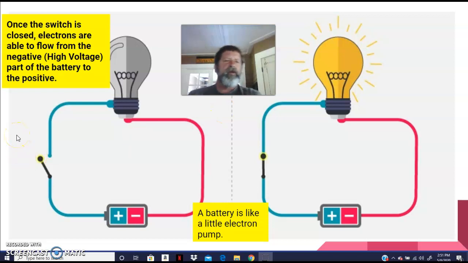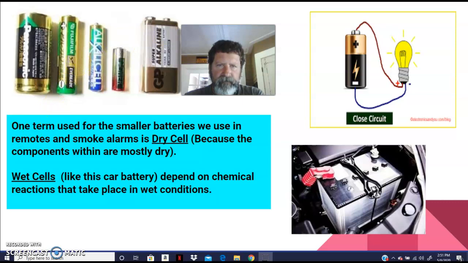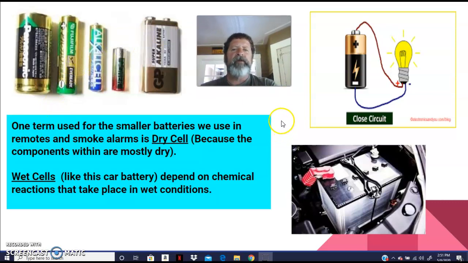Once a switch is closed and electrons are able to flow from a negative or high voltage part of the battery to the positive, the battery functions like an electron pump. So a battery will just pump electrons in a single direction, from negative to positive. We refer to batteries as dry cells, because inside a battery you have a carbon core and a kind of moist paste of zinc, and so it just allows electrons to flow from one side of the battery to the other side of the battery.